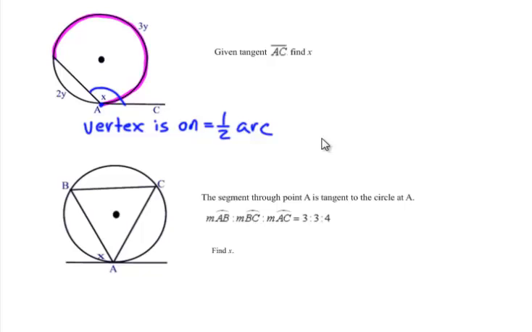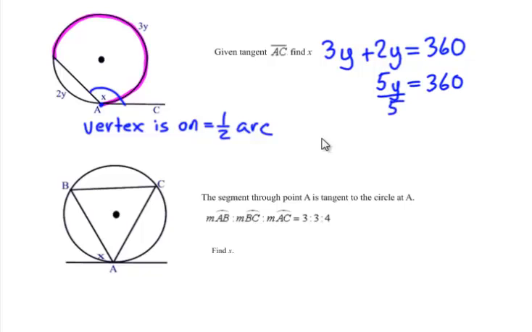But what do I know? Well, I know all the way around a circle is 360. And using our arc addition postulate, I can do 3y plus 2y equals 360. So we add those together, we get 5y equals 360, and we divide by 5, and y equals, I don't have that in my head right away, so 360 divided by 5, 72.